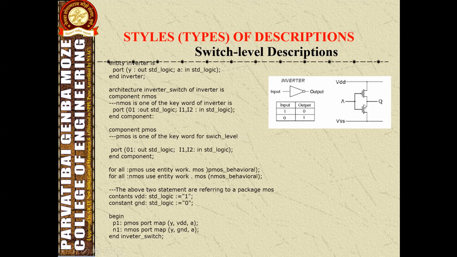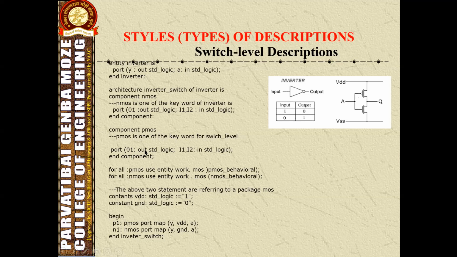So we have to mention the details about each component one by one. First, we begin with the predefined word component and NMOS. Here the component NMOS has ports, one output and two input logics. Here we give two input signals, one is A input and another one is either VDD or VCC, on which data the transistor will operate. And the next component is PMOS. Similarly, the port architecture of PMOS will be declared here.